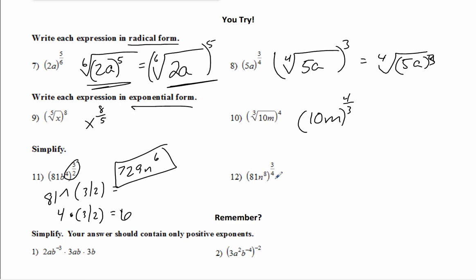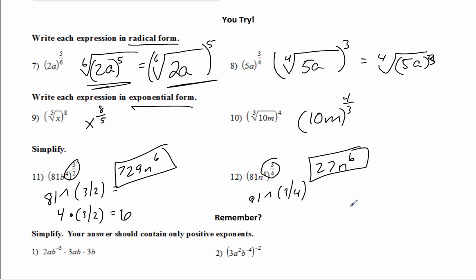That's our answer there. Number 12, 81 to the 3/4, so 81 caret 3/4 should be 27, and then n to the 8th times 3/4, and I get 6 as well. I get another 6, I got a lot of 6s here.